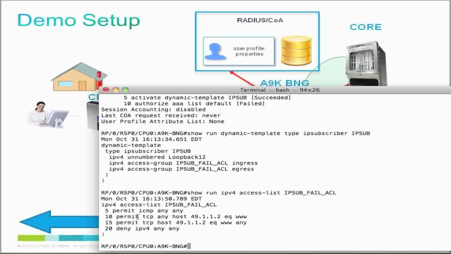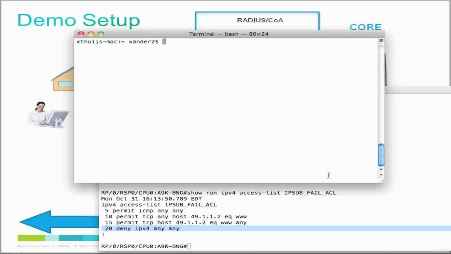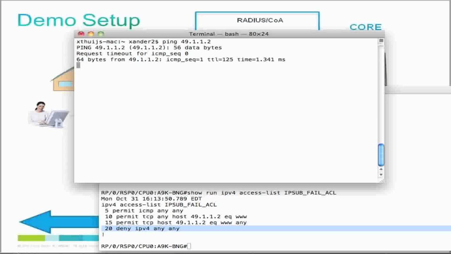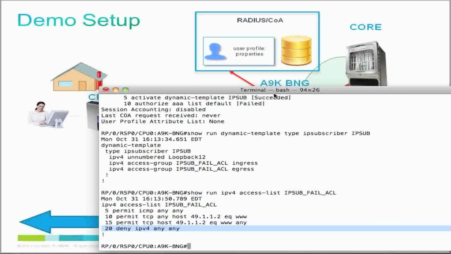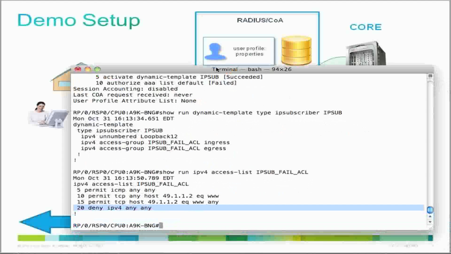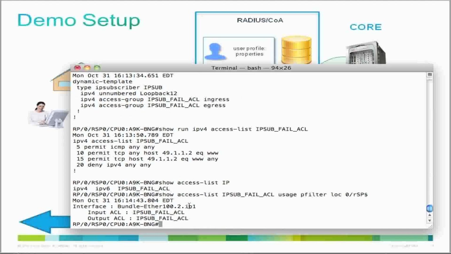We can ping. We can also access a web portal on a particular server, and for the rest everything is being denied. So that means that I should be able to, say for instance, ping this particular address, but I should not be able to telnet to it. Indeed, that fails. Okay. We can also verify the access list usage. And here you can see that my subscriber interface indeed has these two ACLs applied as I expected.